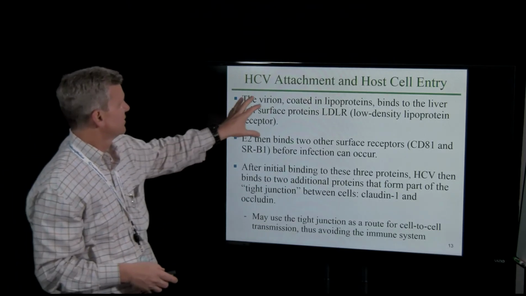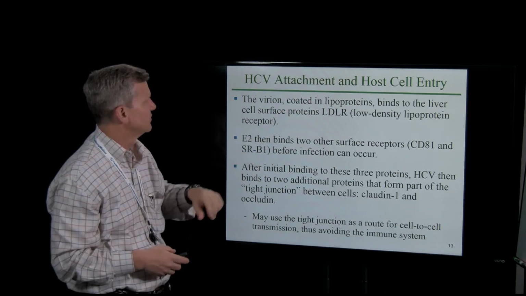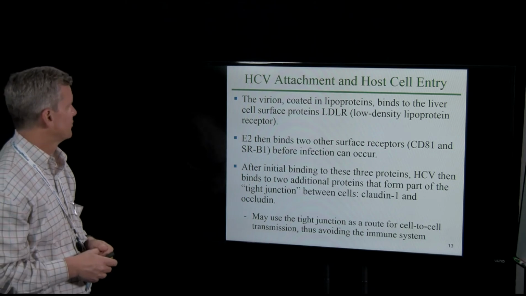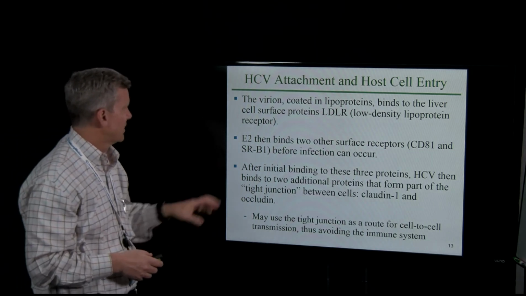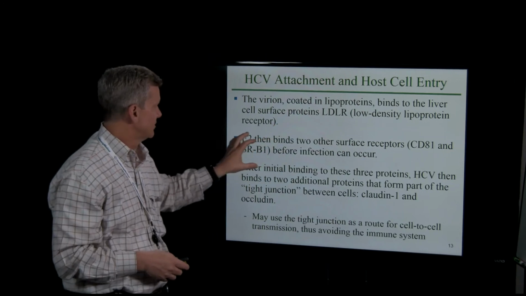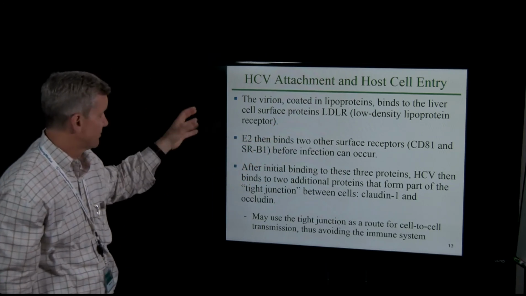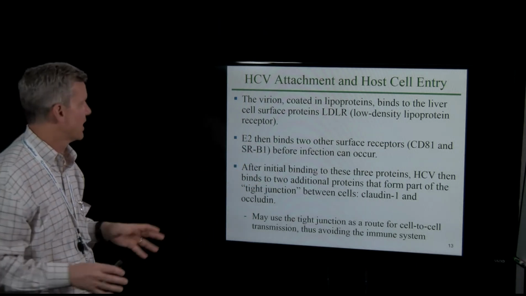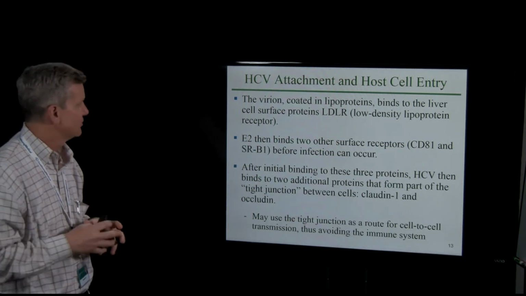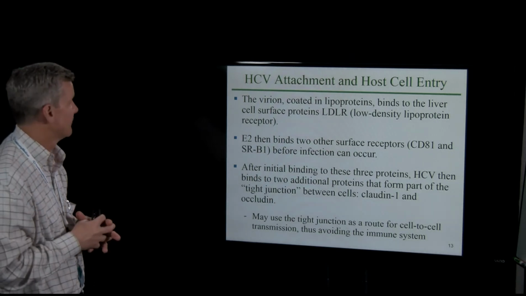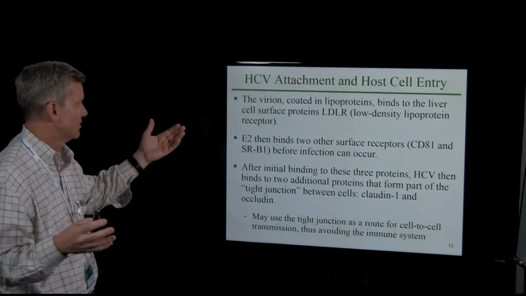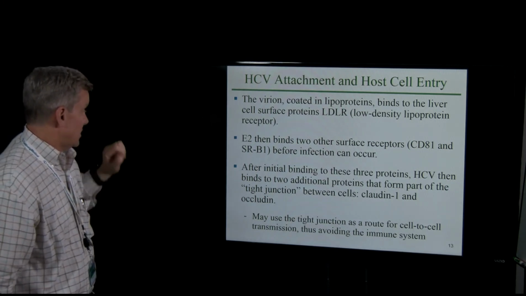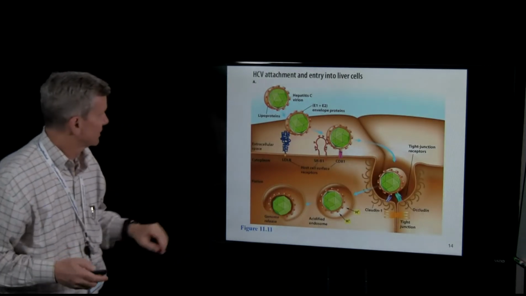Okay, one of the things the virus does in serum is it coats itself in low-density lipoprotein receptor, and as it binds to the cell, it binds to hepatocytes, but it binds to a couple of receptors, CD81 and SRB1. Don't worry about that. I just want you to know the replication strategy of positive sense RNA viruses. You don't have to remember what the host cell viral receptors are. So we can kind of go to the next.